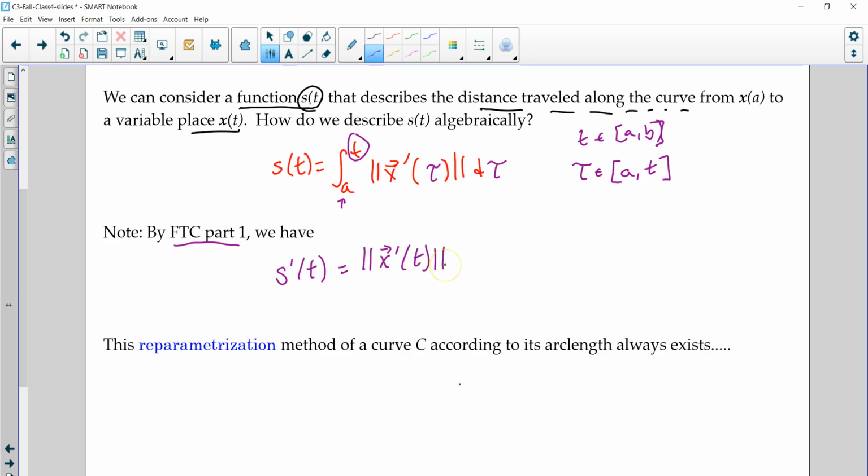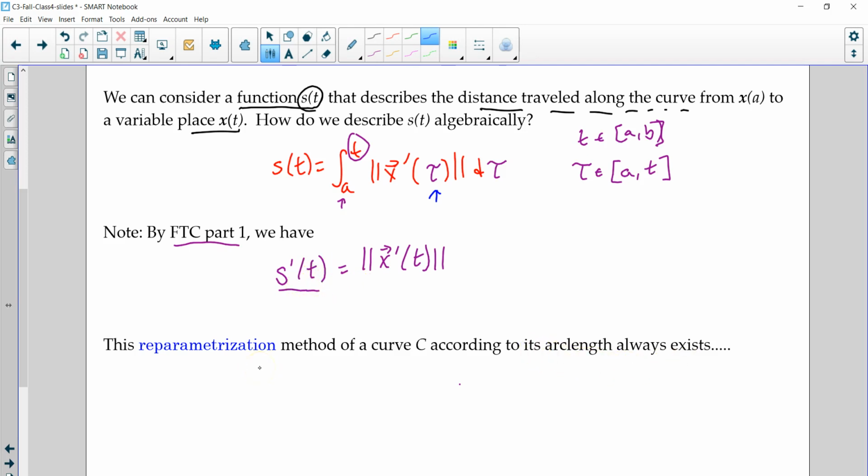So the derivative of this arc length function, we can replace it by the length of the derivative vector. And so this is really nice. We can actually do this method of reparameterization with that tau. At any point, instead of using a parameter t from A to B, we can talk about that curve C and parameterize it according to its arc length.